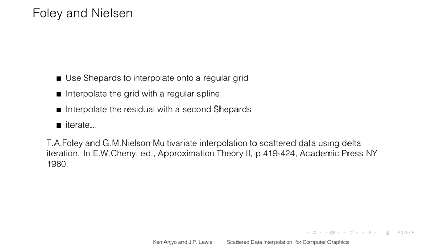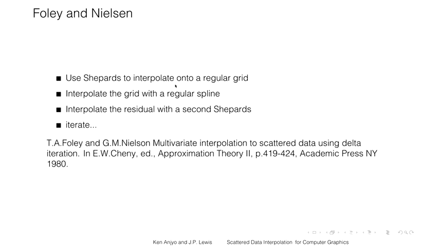Okay, there's this method, Foley and Nielson. This is a nice one in that it allows you to take a bad interpolation method and use that as a bootstrap and get good interpolation out of it. So it works in a couple of steps. As originally presented, Shepard's interpolation was the bad interpolation.